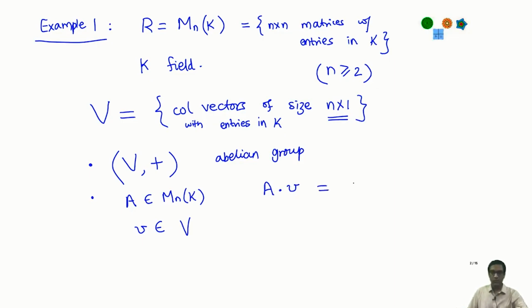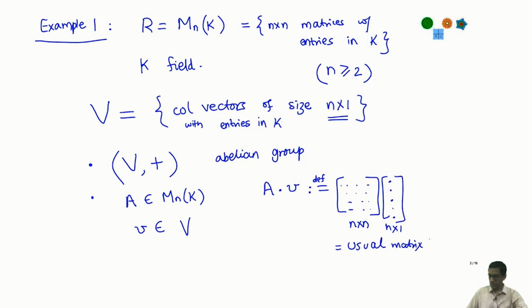Now there's only one obvious thing we can do here. A being an n cross n matrix, and v an n cross 1 matrix or a column vector, the most obvious thing you can do is to just multiply the two of them. So here's the definition: define A v to be just the product of the n cross n matrix A with the n cross 1 matrix v, the usual matrix product if you wish. Now the result is of course an n cross 1 matrix again, or a column vector.